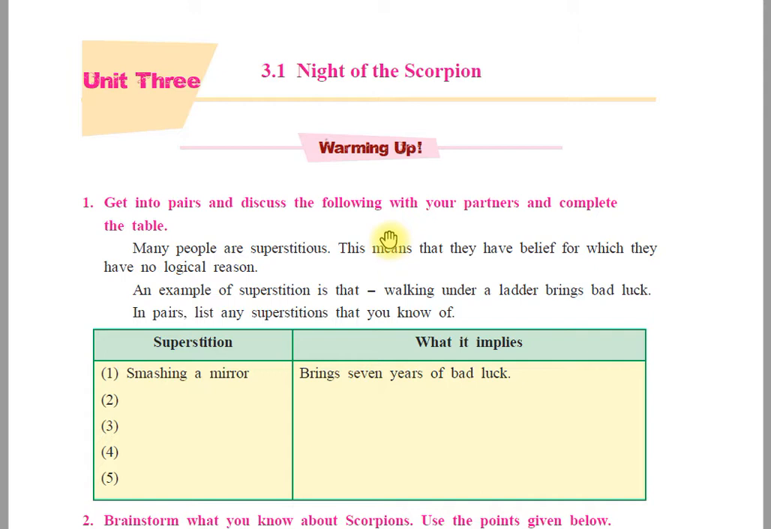So today we'll do unit 3.1 in your textbook. Come to your page number 101, unit 3.1, and the name of the poem is Night of the Scorpion.